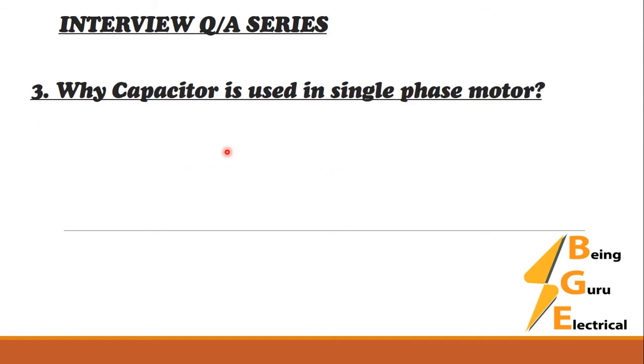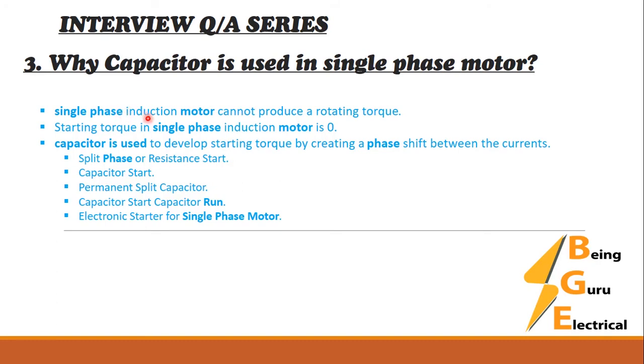Question number 3, we have: why is a capacitor used in a single phase motor? In every single phase motor you will find a capacitor. So what's the reason behind this capacitor? A single phase induction motor cannot produce a rotating torque. That's why we use a capacitor to make a second phase. From one phase we make two phases. The starting torque in a single phase induction motor is 0. As this starting torque is 0, we cannot start from a single phase, we have to split the single phase into two.